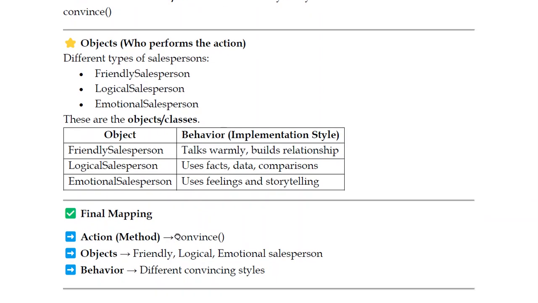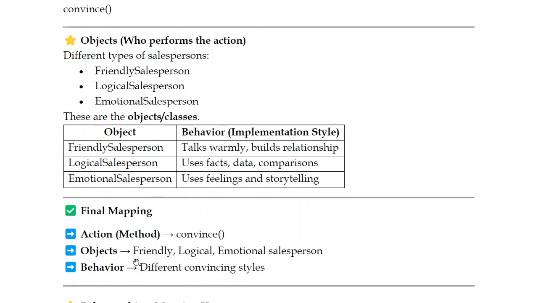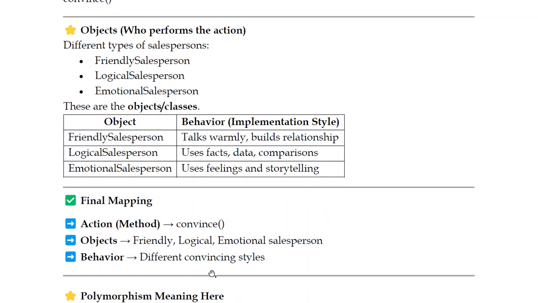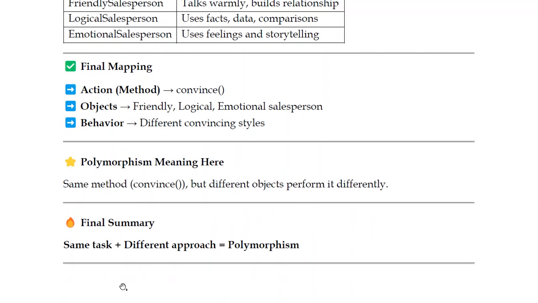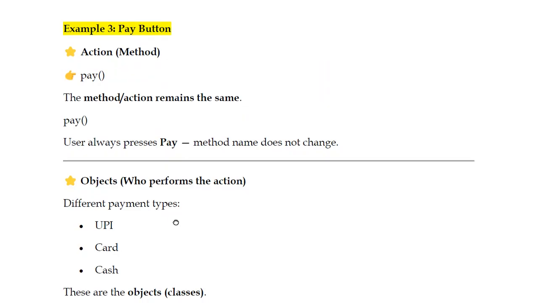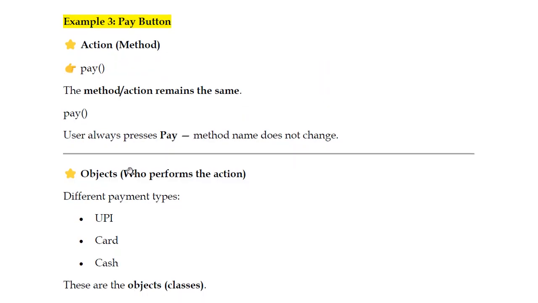So the final mapping: convince is the method or action, depending upon the objects, friendly customer, logical customer. I will use different convincing styles. So polymorphism here: the method name is convince, but different objects perform differently. Same task, different approach. That is called polymorphism. Okay. Next, a day-to-day example, the pay button.